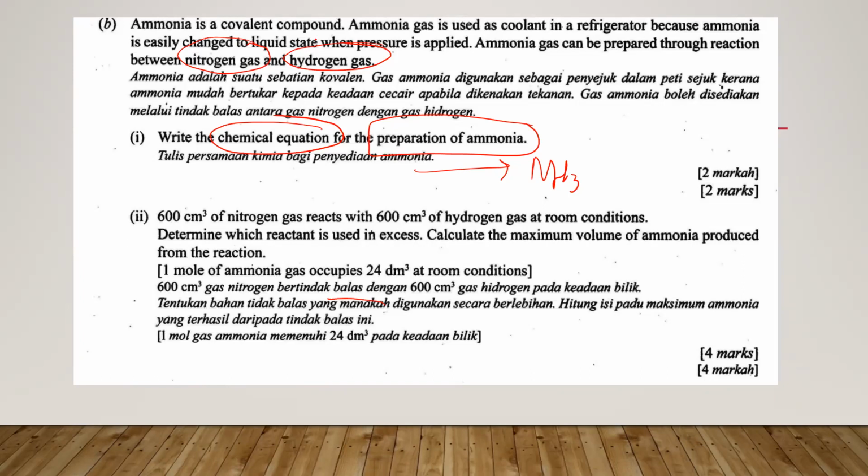Okay, 30 seconds up, I hope. Weng Liang, teacher want to hear from you. What do I add? N2. Correct. Plus H2. Okay, correct. So, 3H2. Well done. And then how do I balance it? Arrow 2NH3.